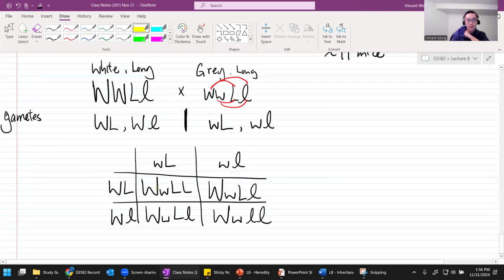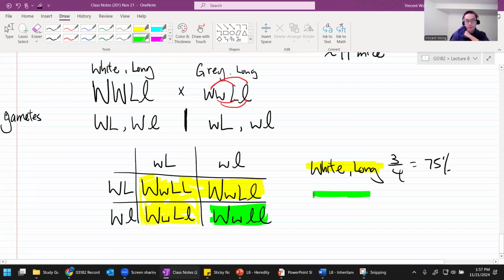So what do we have? Well, here, 3 out of 4 will be white and long. That's 3 out of 4, or 75%. And then this one would be white and short tail.